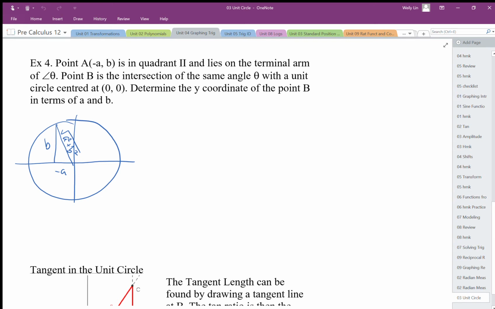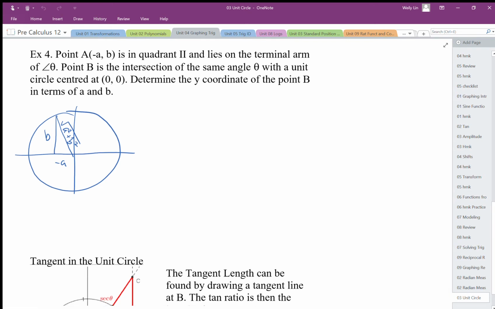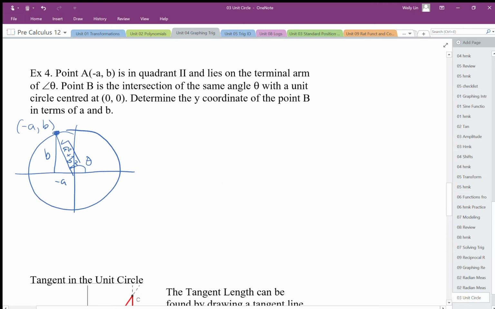Okay, so this next one here, we're going to say that we have a point, negative A, B, so I put it in quadrant 2 here, negative A, positive B, and the terminal arm lies on the end of theta here. Okay, so that point here is the point that defines that angle, and that's going to be negative A comma B. We don't know how big this circle is, and we're asked to find the point on the unit circle.